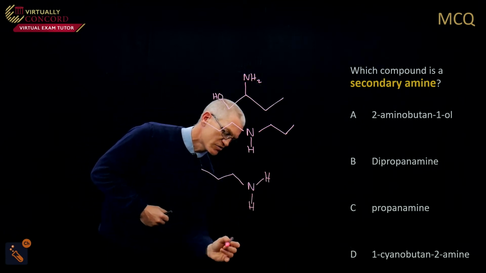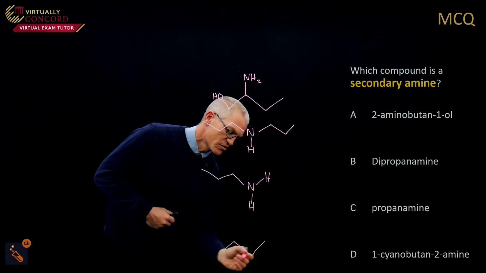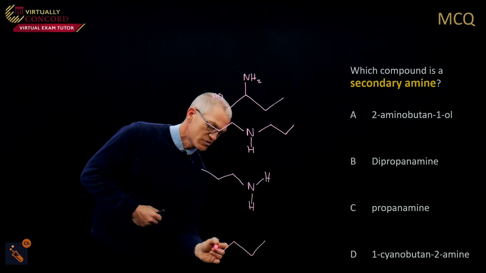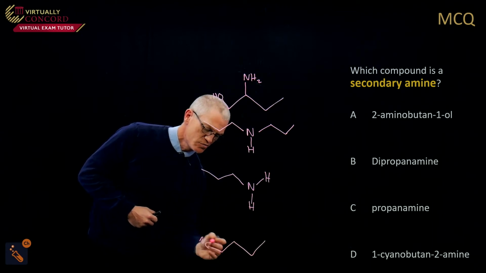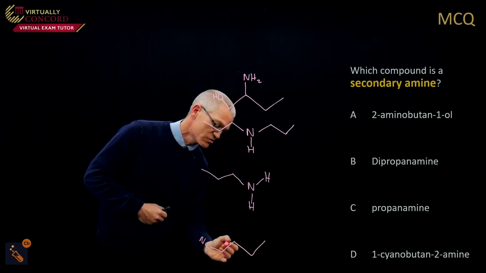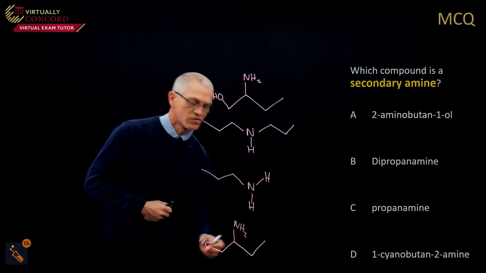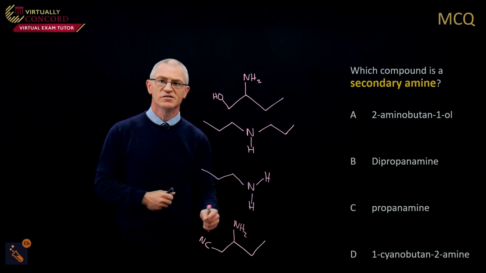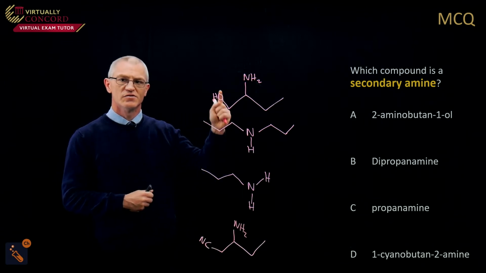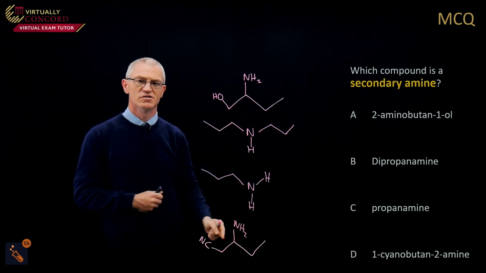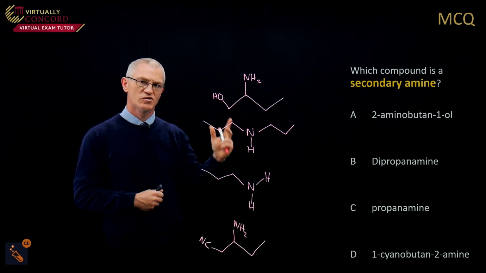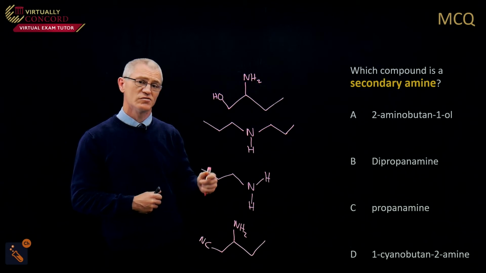Then you've got 1-cyanobutan-2-amine. Okay, so it's butane again. Okay, and it says 1 cyano. Now a cyano group is a CN group. Okay, and then butane 2, so 1, 2. Okay, and there you have your NH2. So we've got 4 different compounds or molecules that you've drawn, and I'd recommend drawing those, like I said, in the exam.